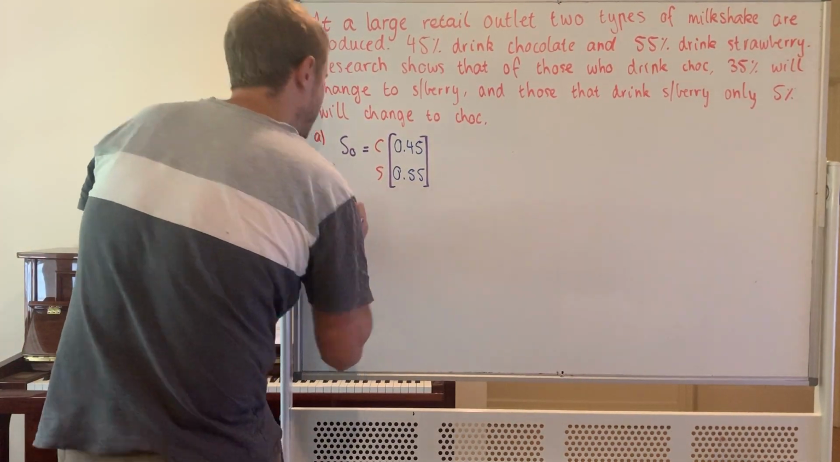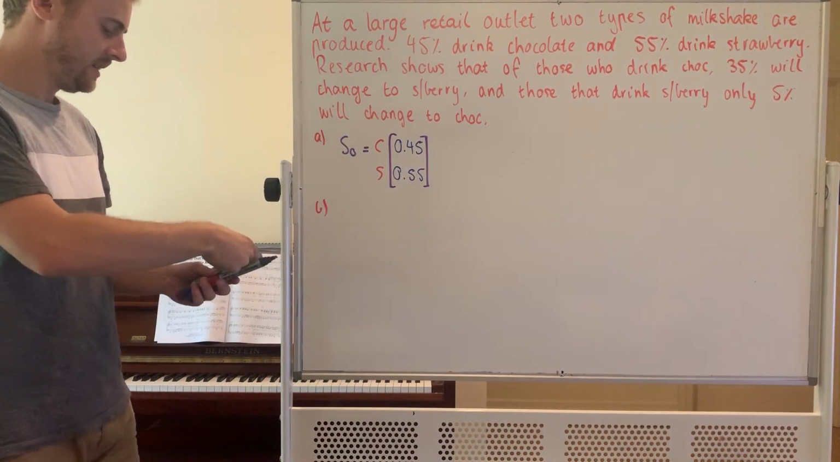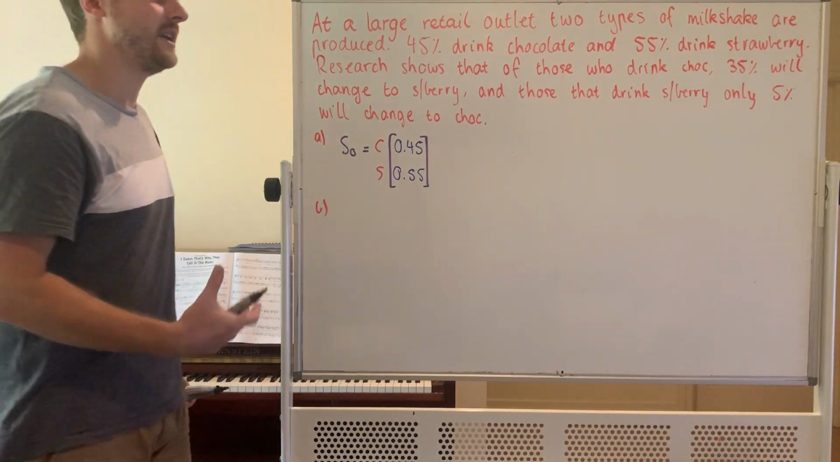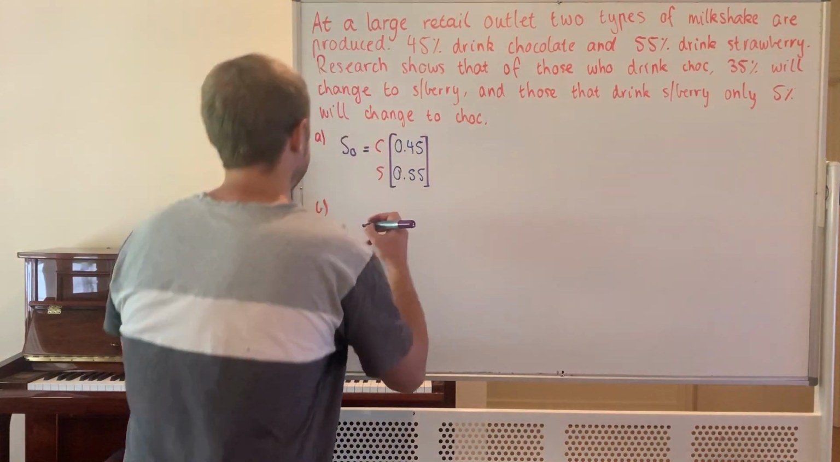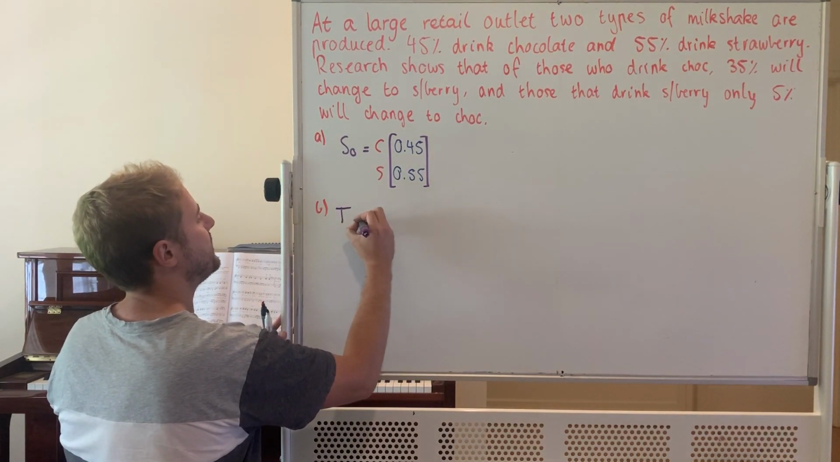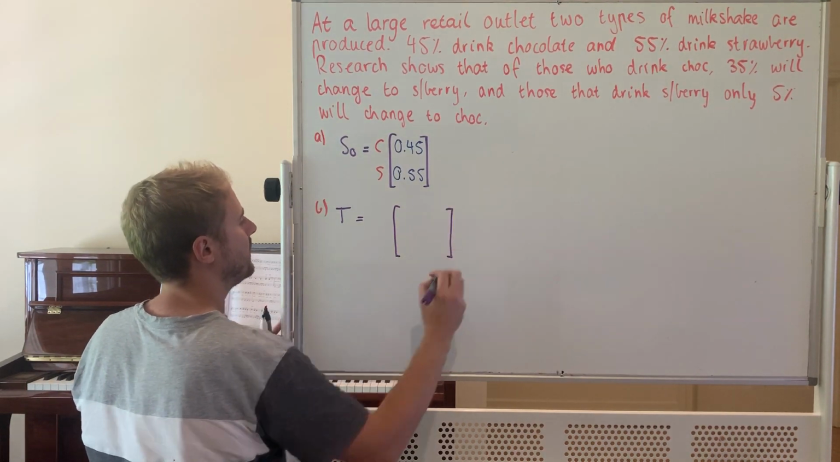Now, question B. What is the transition matrix? These two are the hardest parts of the questions. Once you work out what the matrices are, it gets easy from there. Alright, so transition matrix. It's going to be a 2 by 2.